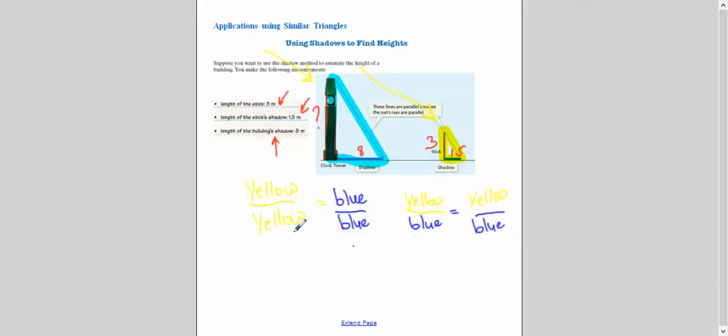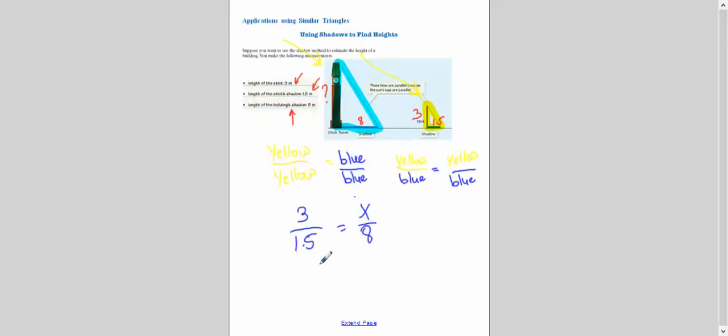So let's look at this first one. Let's do the yellow to yellow. So we're going to do the height of the stick to the shadow. So that would be 3 over 1.5. And so over here in the clock tower, we need to do the height. That's our x over 8. So from here we cross multiply. We have 24 equals 1.5x.